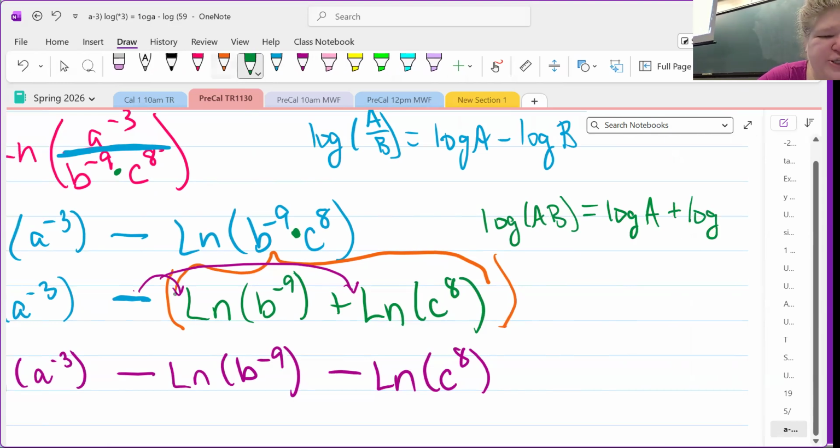Yeah, to the log. So it's in front of, it's being distributed as a negative one. So it's just negative one times natural log of b to the negative ninth. So I can just write that as minus. But if you want to write the ones in front, that's fine. So our initial step was using that log of a product becomes the sum of two logarithms.